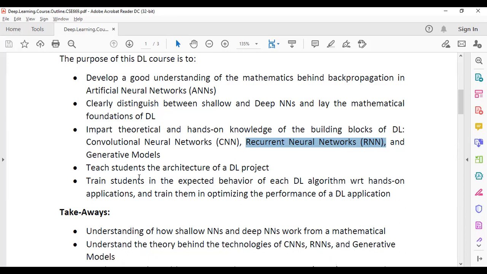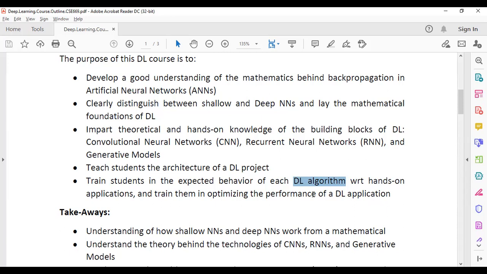And then you have to teach the students the architecture of a deep learning project. So obviously, we have to see how we will implement the project and train the students in the expected behavior of each deep learning algorithm. It's one thing to study in an academic environment, but when you do the hands-on, things get really different, because deep learning is like a black box. You absolutely have no idea what's happening inside. You can just configure the layers, configure the hyperparameters, follow the basic guidelines and see what happens. So you have to get comfortable with that.